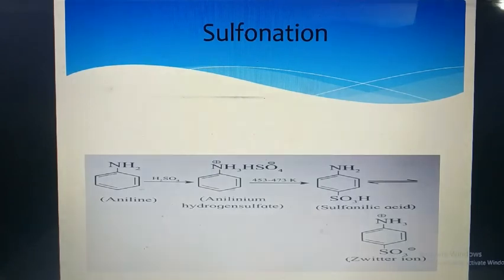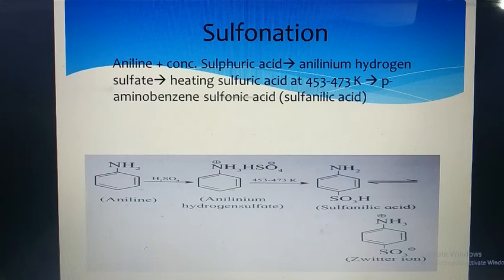Next and the last one is the sulfonation reaction. Here in sulfonation, aniline is there. When aniline reacts with concentrated sulfuric acid, we get anilinium hydrogen sulfate. This anilinium hydrogen sulfate on heating with sulfuric acid at 453 to 473 Kelvin, we get para-aminobenzene sulfonic acid. Para-aminobenzene sulfonic acid is also called sulfanilic acid.